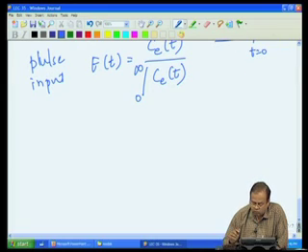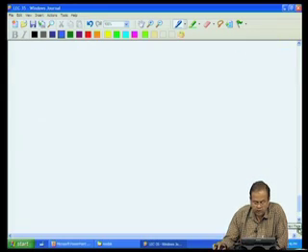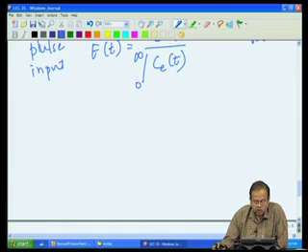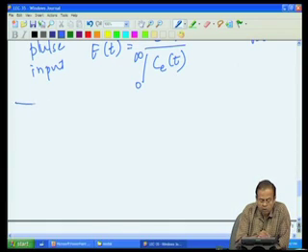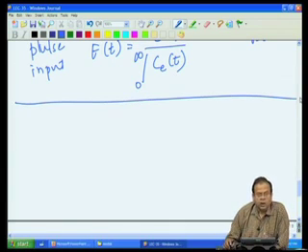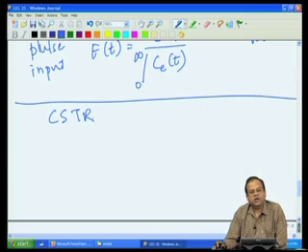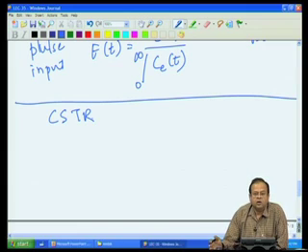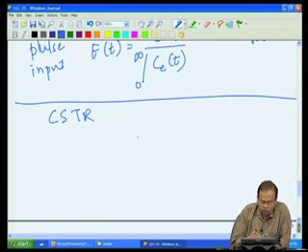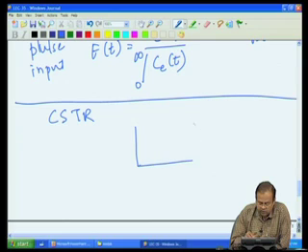So, now we are going to see how we determine exit age distributions from model based analysis, and let us start with a CSTR, because that is the simplest kind of reactor model that we can think of, and then we will look at plug flow also and some combination thereof. Okay. So, what happens in a CSTR?